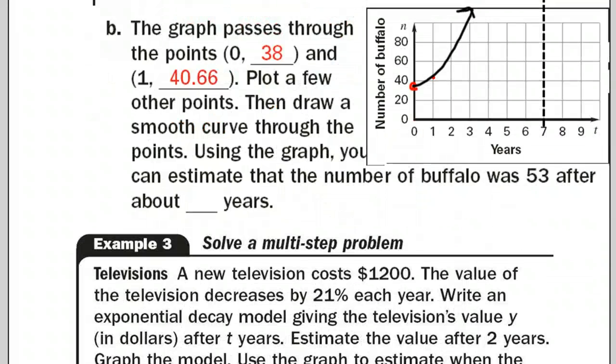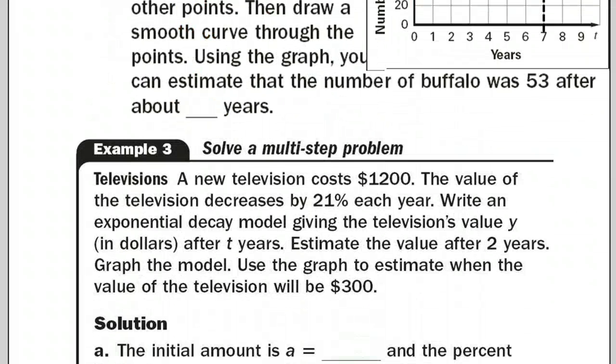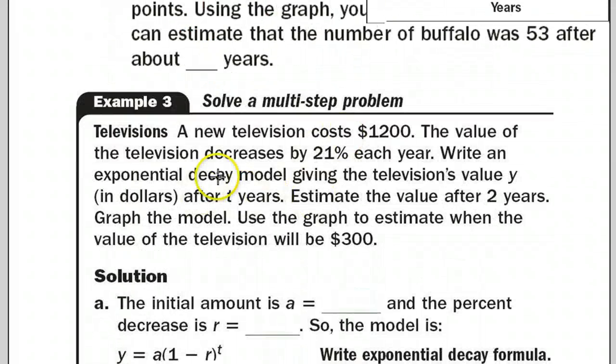Okay? And we can also do the same thing for rate of inflation. So here we have a new television that costs $1,200. The value of the television decreases by 21% each year. Now we're going to write an exponential decay problem. Now let's go back to our notes to see what exponential decay means.